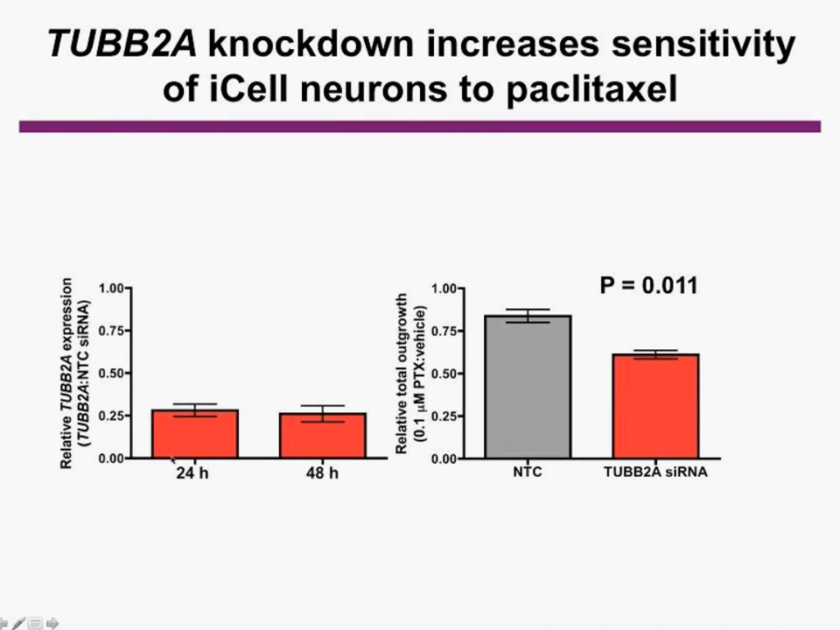This is just an example of the PCR in which we've measured, at 24 and 48 hours, tubulin 2A expression after siRNA knockdown, and then this is the relative total outgrowth of the neurites following treatment with 0.1 micromolar paclitaxel. And there's a significant increase in sensitivity to the drug after you knock down tubulin 2A.